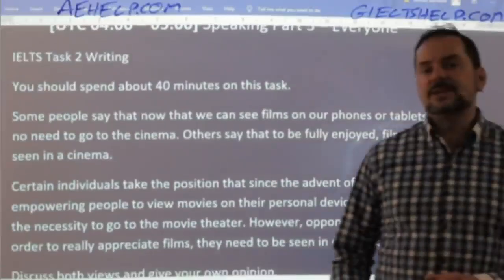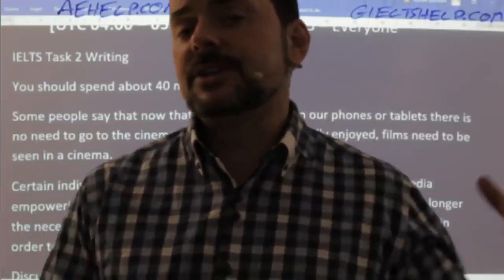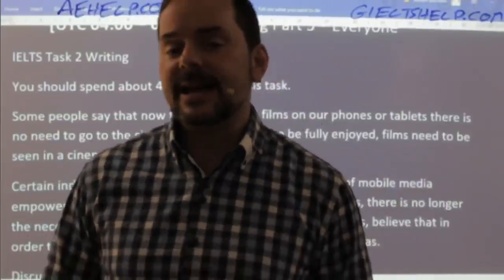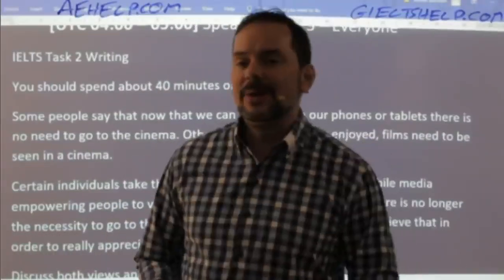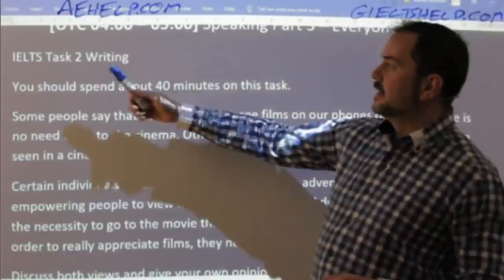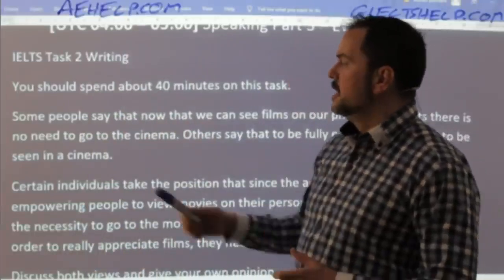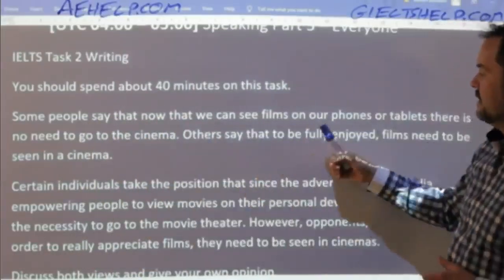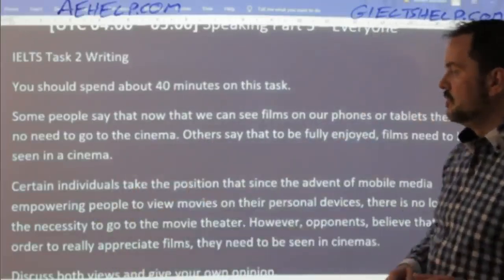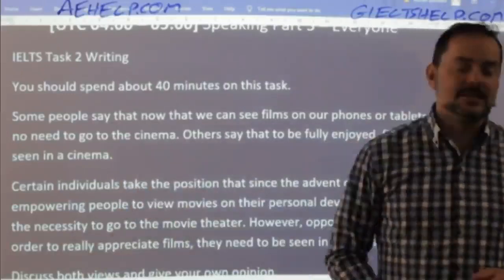So this is our essay. We'll get right into it. We started this yesterday. Yesterday's class was talking about planning, so how to plan a high caliber essay, and then how to write the introduction. This was the question, IELTS task 2 writing. You should spend 40 minutes on this task. Some people say that now that we can see films on our phones and tablets, there is no need to go to the cinema. Others say that to be fully enjoyed, films need to be seen in a cinema.